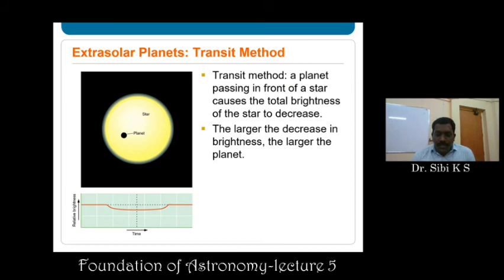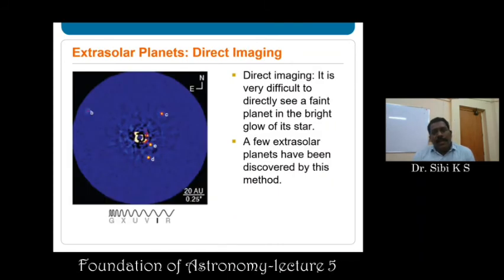Now, another way of observing a planet is the transit method. That is, a planet passing in front of a star causes the total brightness of the star to decrease. The larger the decrease in brightness, the larger the planet. And another way is direct imaging. It is very difficult to see a fainter planet in the bright glow of its star, so it is very hard to find planets with the direct imaging technique. A few extrasolar planets have been discovered by this method.